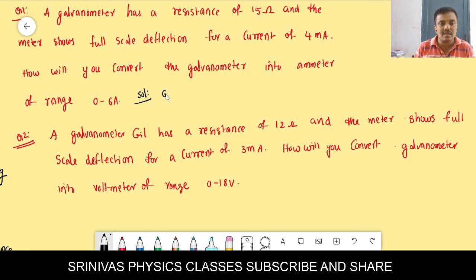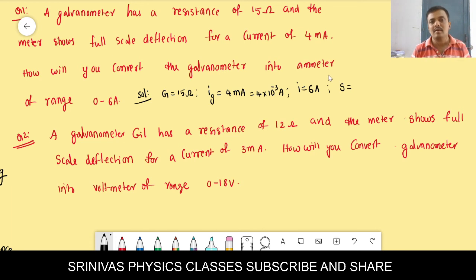What they gave? Galvanometer resistance G is 15 ohm and full scale deflection current Ig, the maximum current measured by it, is 4 milliampere, 4 into 10 to the power of minus 3 ampere. What they are asking? How do you convert the galvanometer into an ammeter? Before converting, this galvanometer has resistance 15 and shows maximum current 4 milliampere. But after converting into an ammeter, it can measure a maximum current of 6 amperes. 0 to 6 means maximum 6.